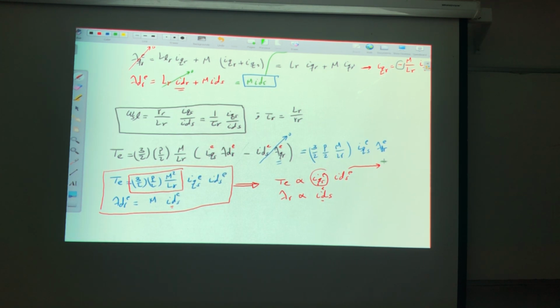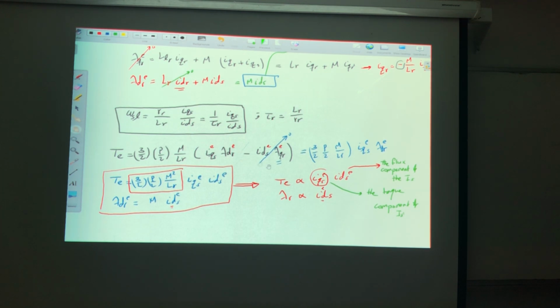So this is the flux component of the current, of the stator current, of the IS. And this one will be what? The torque component of the stator current.